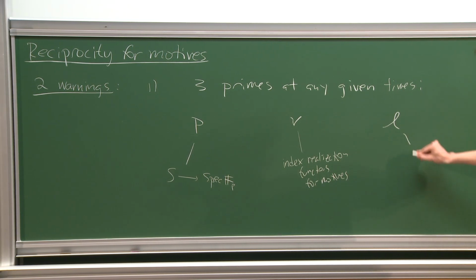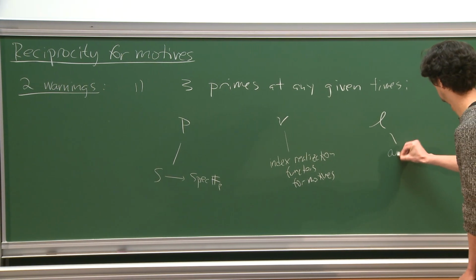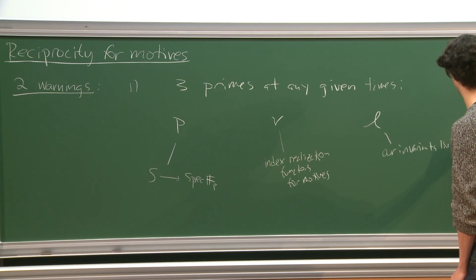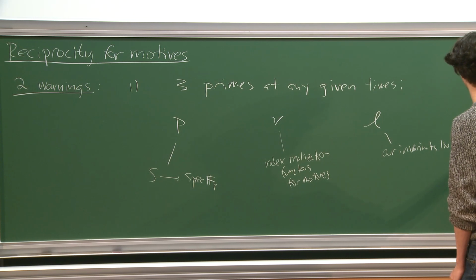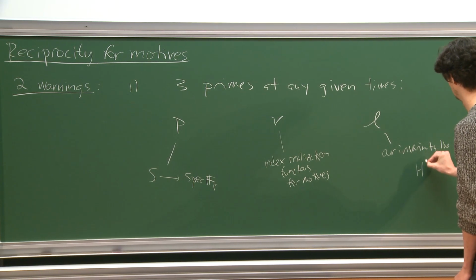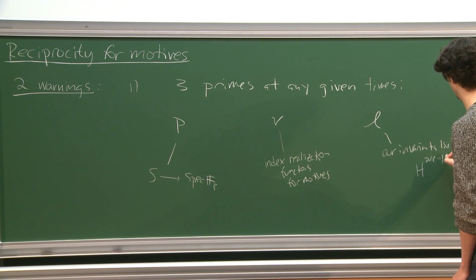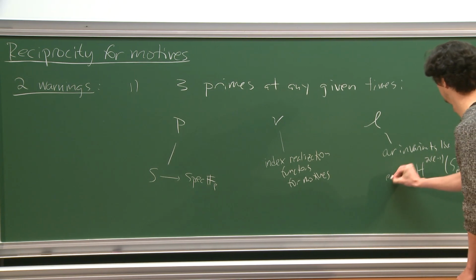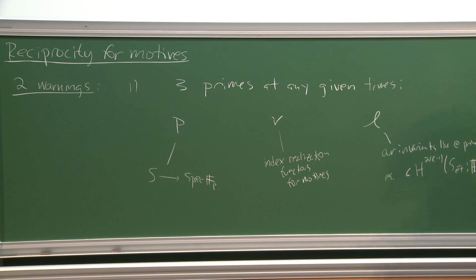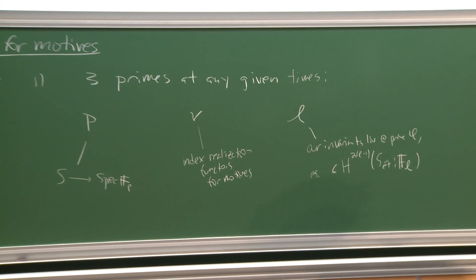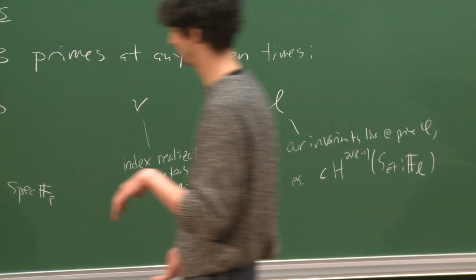And then this L is where our invariants will live. So we'll live at the prime L. For example, we could have a class in something like, I don't know, H^2 of L minus 1 with coefficients in F_L. So we could have something in there that will pop out from the story. Okay, so that's the first warning about 3 primes.